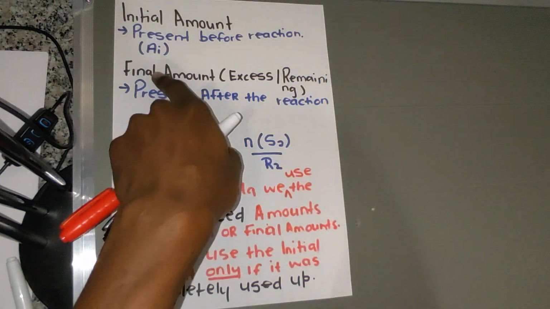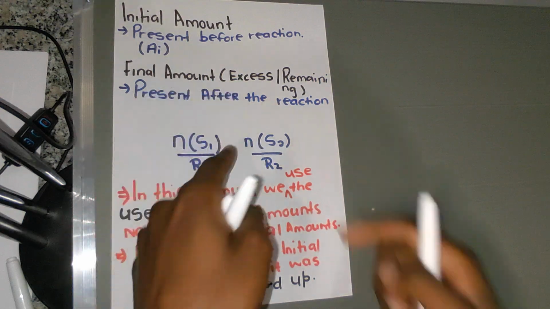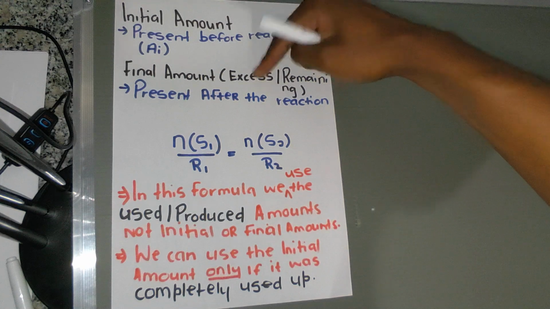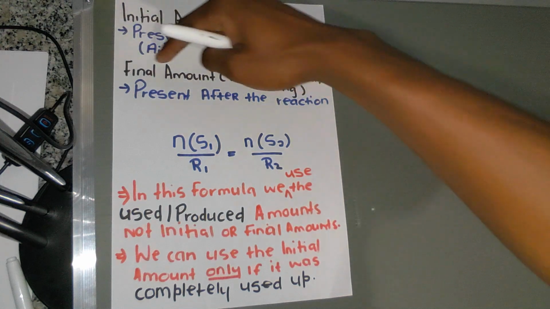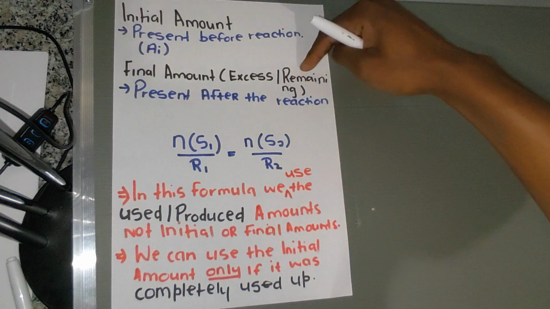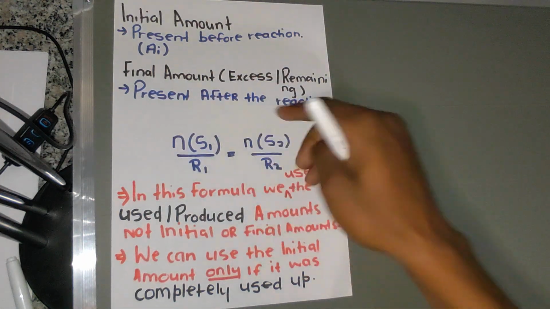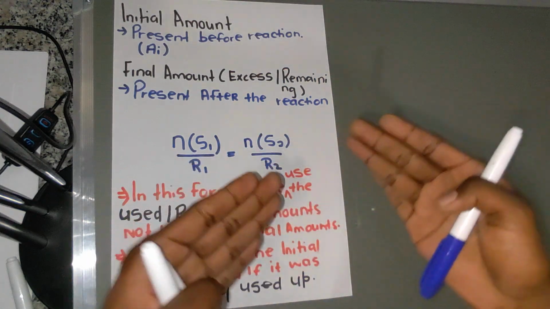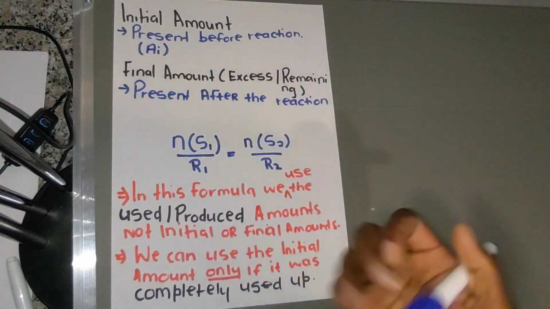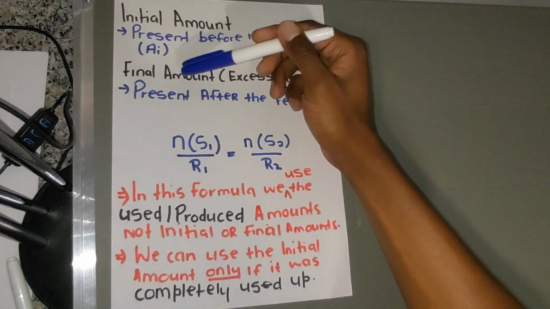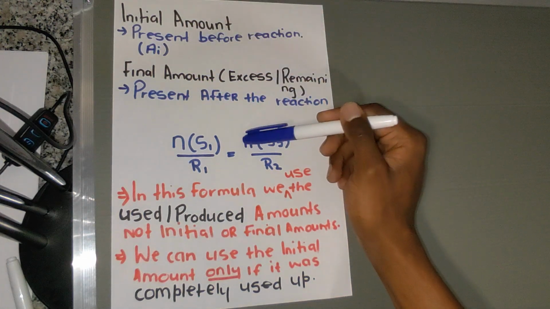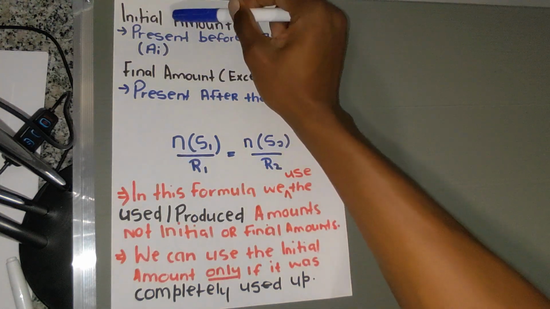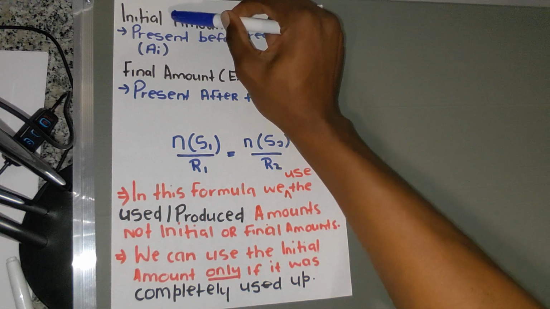And then we have what we call a final amount. Other words that are equivalent to final are excess amount or remaining amount. So what is a final or excess or remaining amount? This is the present amount after the reaction. After the reaction has completed, how much is remaining is what we call a final amount. I want to mention that these two cannot be used in this formula. Remember, we use this formula for stoichiometric calculations, and we don't use these two amounts, the initial and final amount.